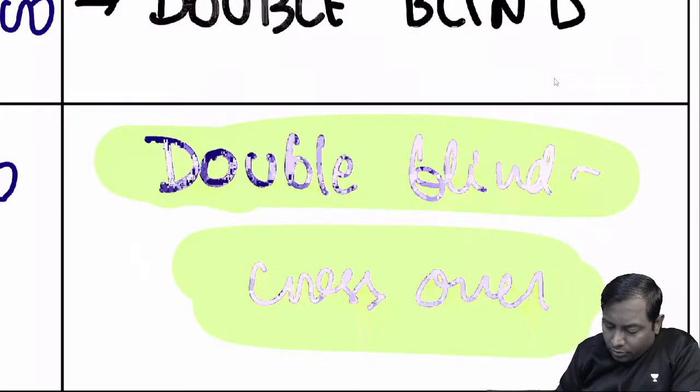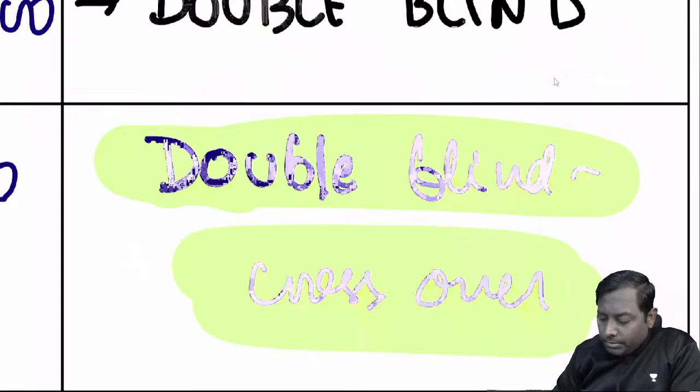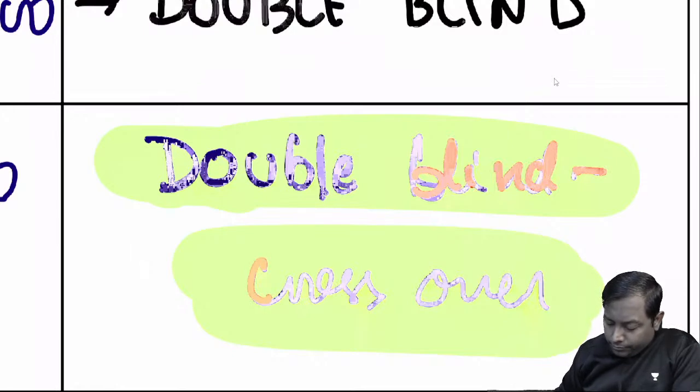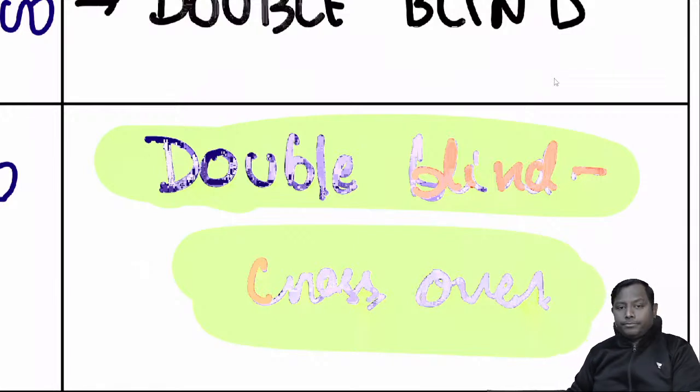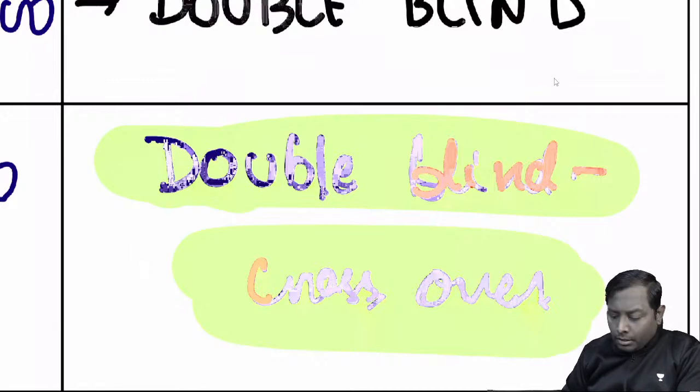At some point, I don't know, it's not visible, but I guess it will be okay now. Double blind crossover. I hope it's visible now. अभी visible है?